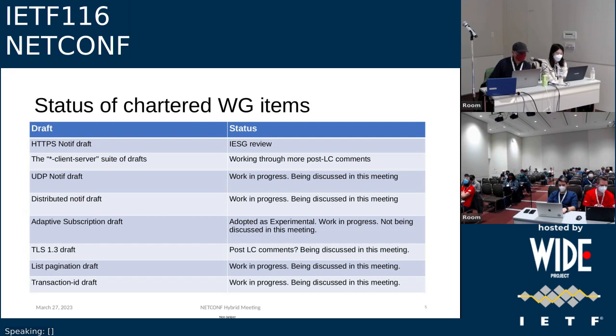The UDP notif draft is work in progress, is going to be discussed in this meeting, and so is the distributed notif draft. The adaptive subscription draft is, of course, an experimental work in progress, and is not being discussed in this meeting. TLS 1.3 is post last call comments and is being discussed in this meeting. And finally, the two new drafts, both list pagination and transaction ID drafts, are work in progress and will be discussed.